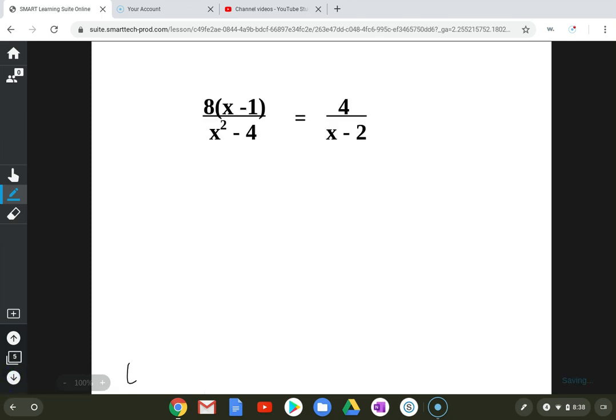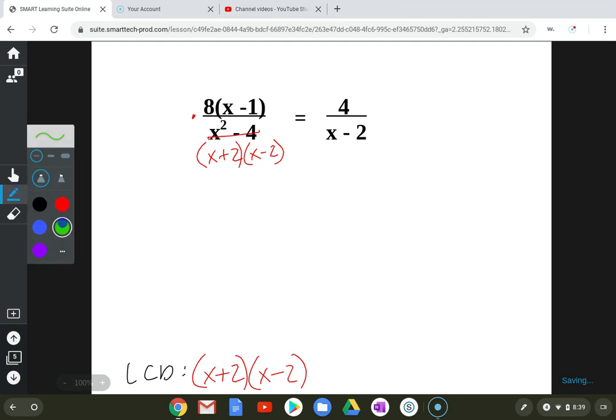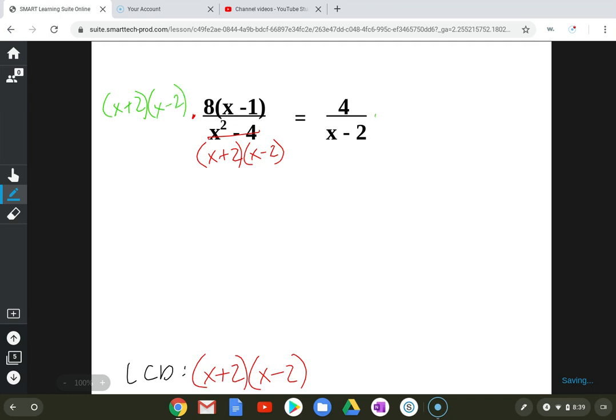All right, for this next one, our LCD, this term on this side factors into x plus 2, x minus 2. So our LCD is x plus 2 times x minus 2. I am going to multiply both sides by the LCD, x plus 2, x minus 2, and on this side, x plus 2, x minus 2. On the left-hand side, everything cancels. On the right, the x minus 2's cancel.